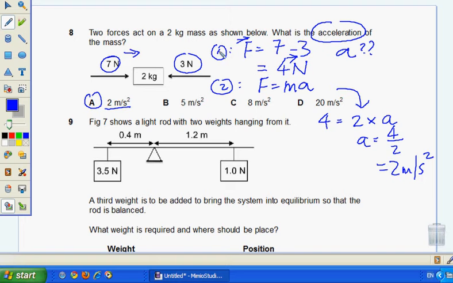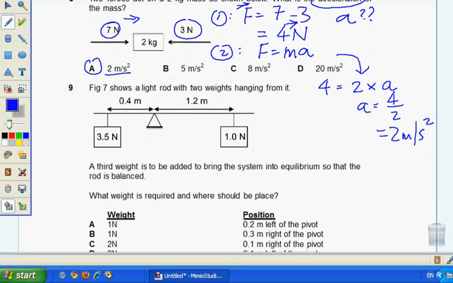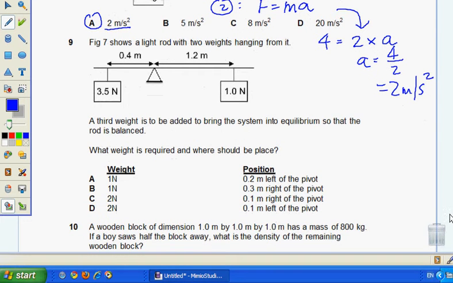So you can recall there are 2 steps to solving it. Let us now move on to question 9. Question 9 is on the topic of, if you notice, physics has so many topics. How do we recall which topic? If you observe, the first part is this part. There's this thing called a pivot. With a pivot, we have to recall the topic of turning effect of forces, or moments.